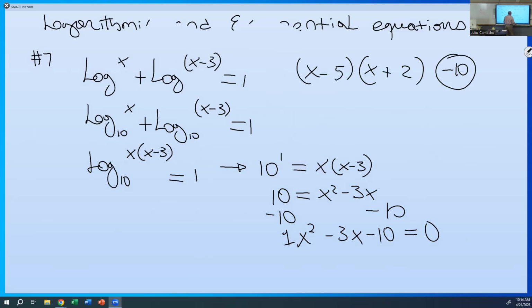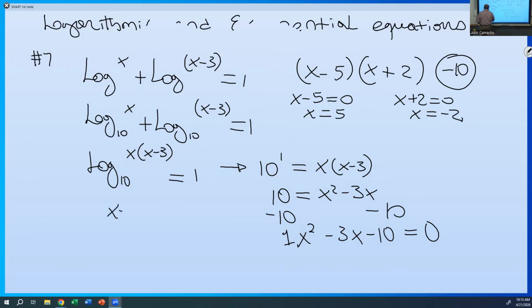And then, because all this is equal to 0, we need to set each factor to 0. You have x minus 5 is equal to 0, so x is equal to 5. And here you have x plus 2 equals 0, so x is equal to negative 2. So let's go to the domain. The domain will be that x minus 3 is greater than 0, and then x is greater than 3.